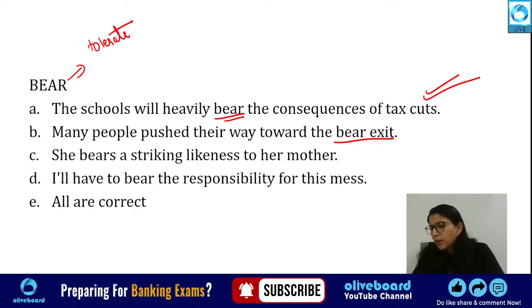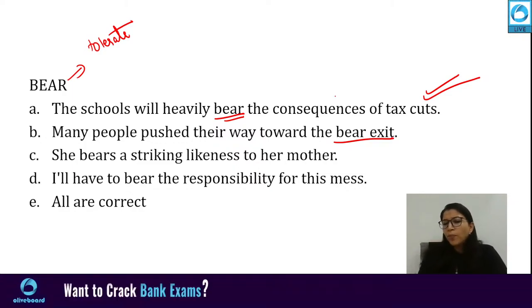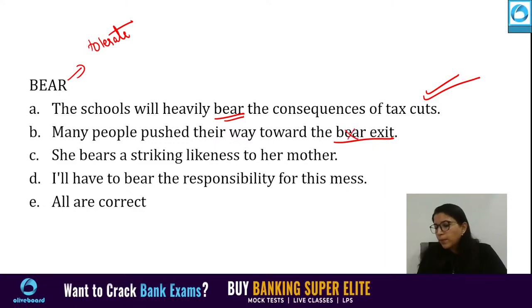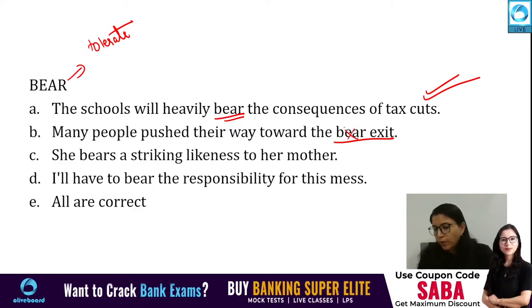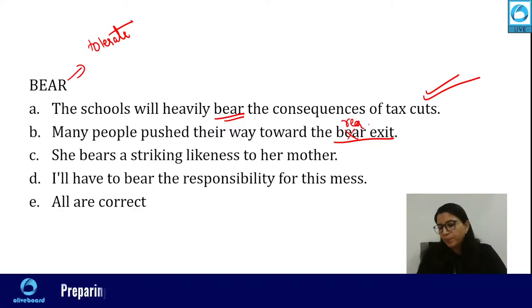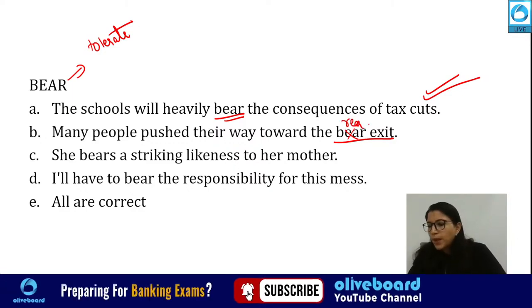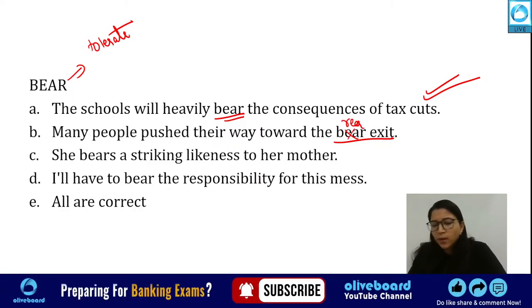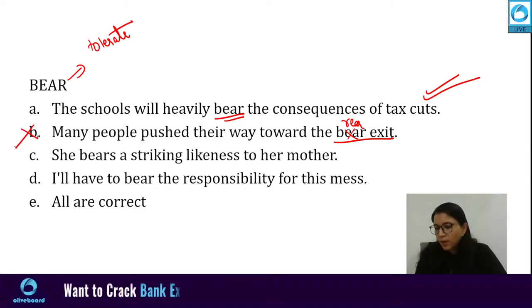Is it making any sense? Bear exit? Ye koi exit hoti hai kya? So instead of bear exit, what should be here? Correct, correct. Very good, everyone. Now, instead of bear exit, can we write rear exit? Yes. So bear exit is something that is not making sense here. So of course, the usage in B is incorrect. Usage in B is incorrect.